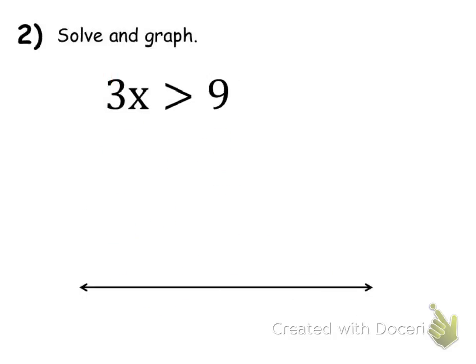We want to start number 2 the same way. So your line of equality goes down from your greater than symbol. How am I going to get x by itself here? Divide both sides by 3. Very good. So that leaves me with 1x, or just x, is greater than 3.